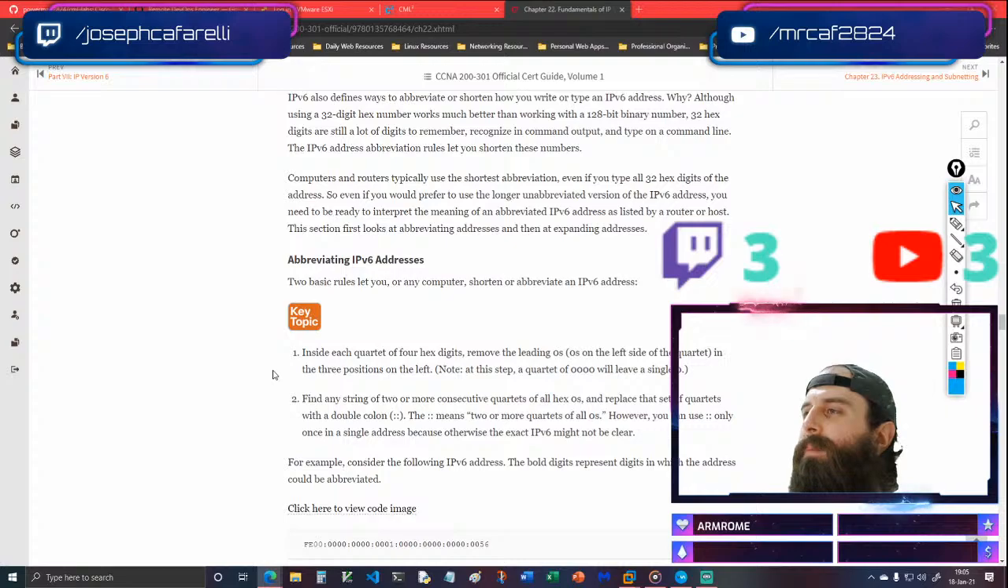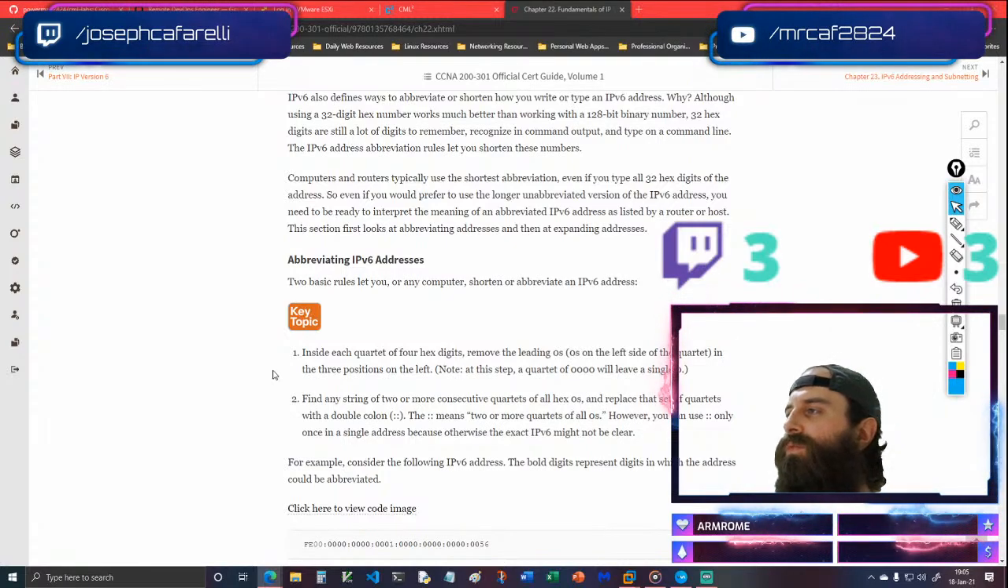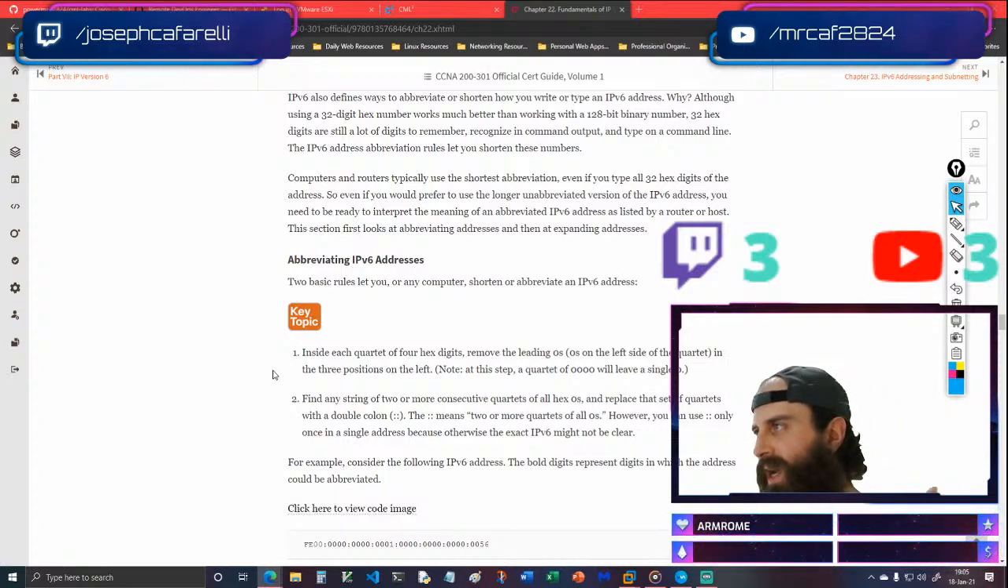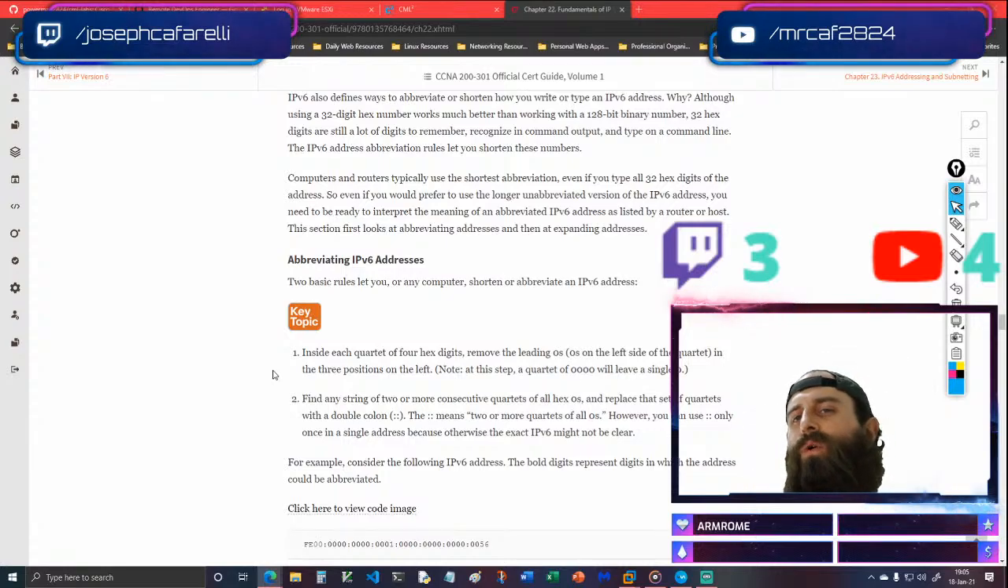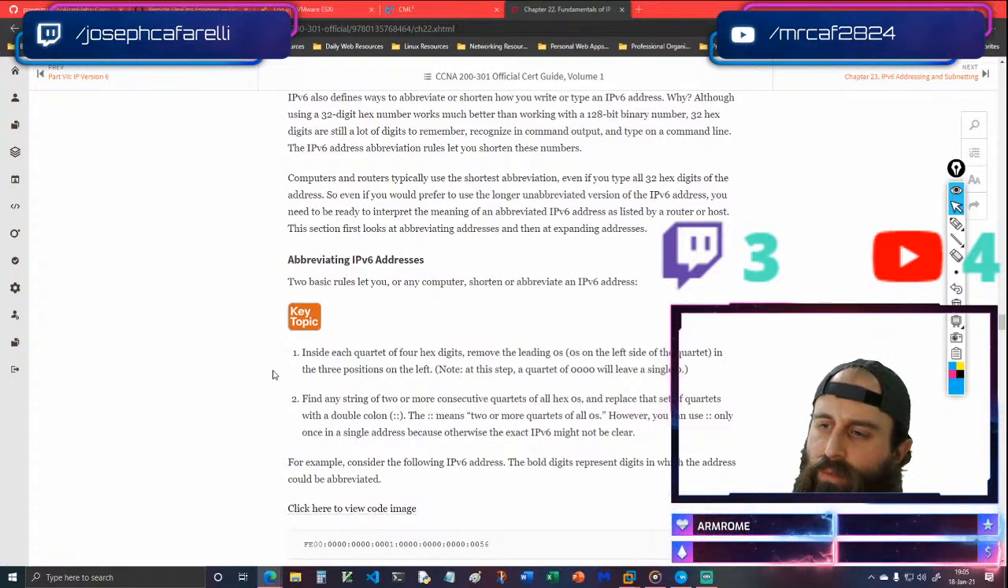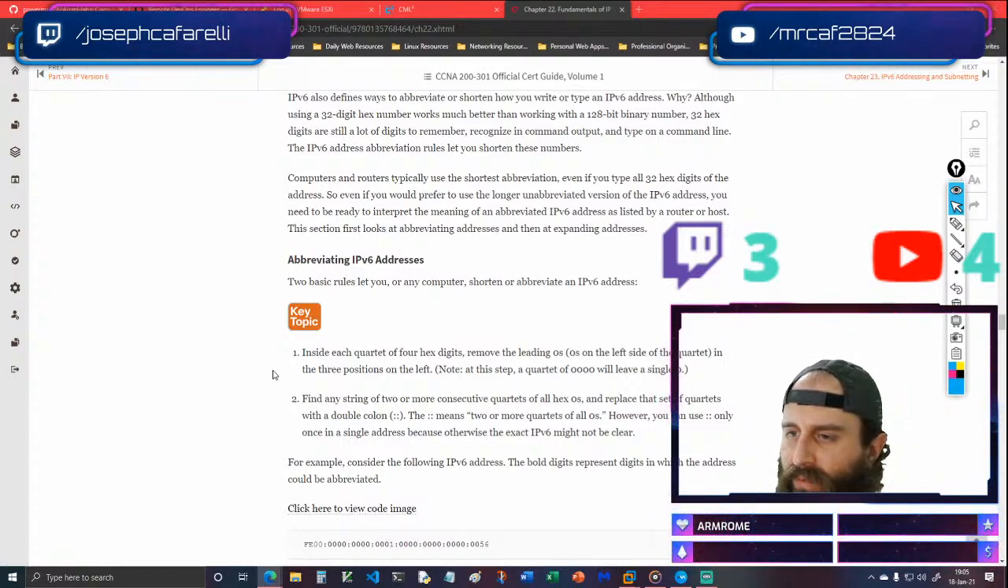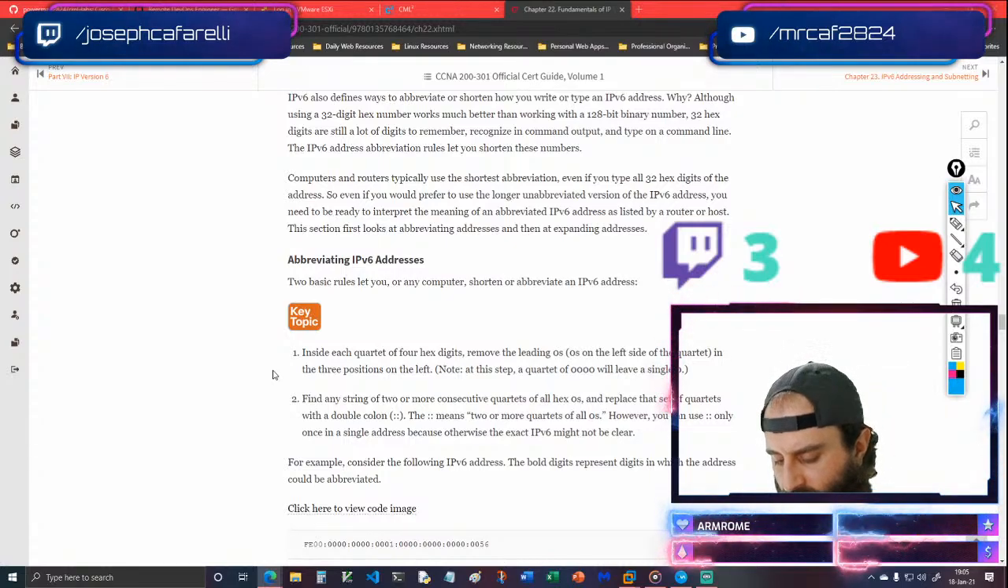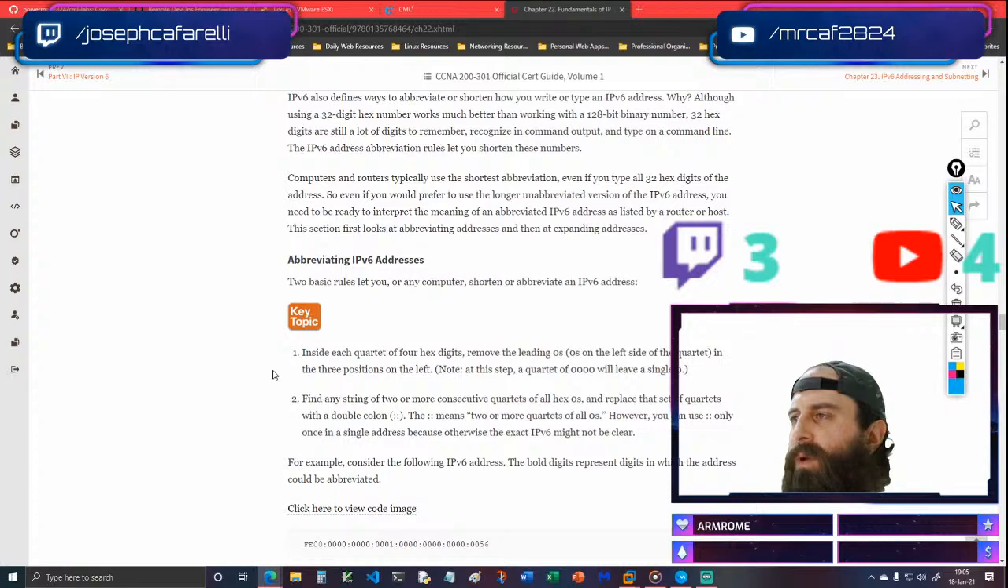All right. Inside the quartet are 4 hex digits. Remove the leading zeros. So again, any zeros from the left side of the quartet, in the three positions on the left. Note at this step, a quartet of 0000 would leave you with a single 0. Once we get to writing these addresses down, guys, we'll move over to the whiteboard so we can write these out, because again, it's better for me to write these things out.